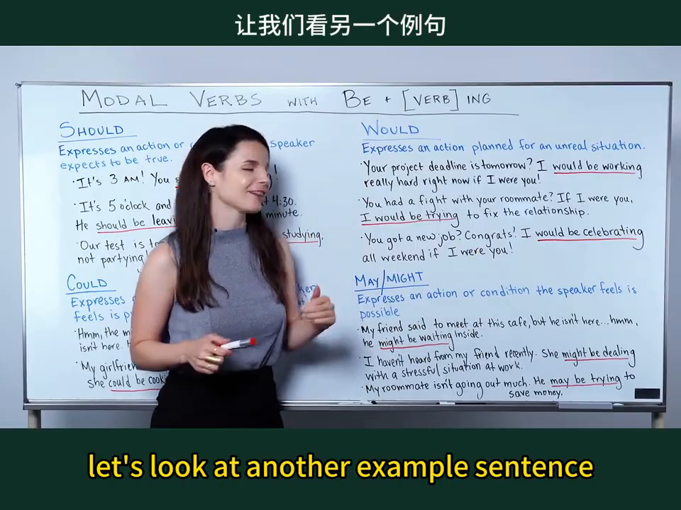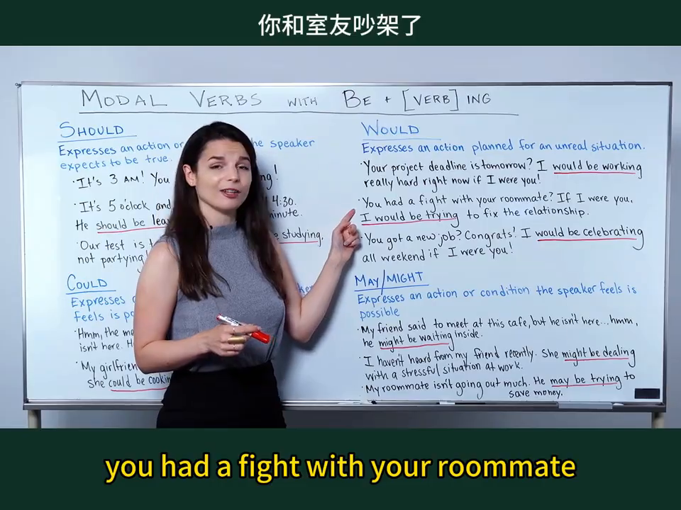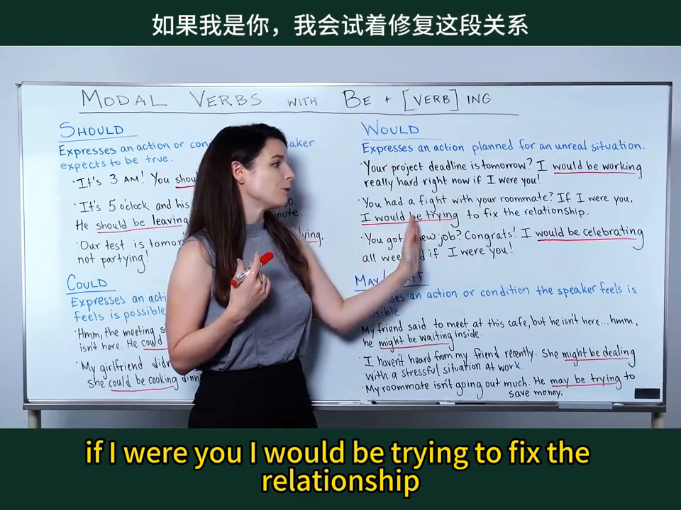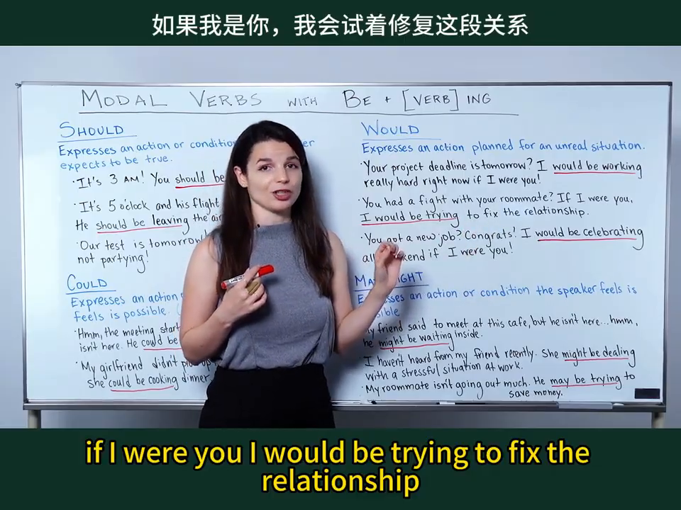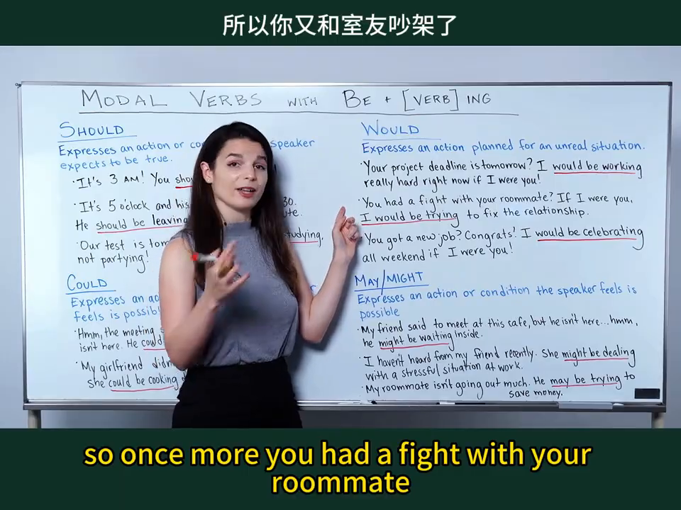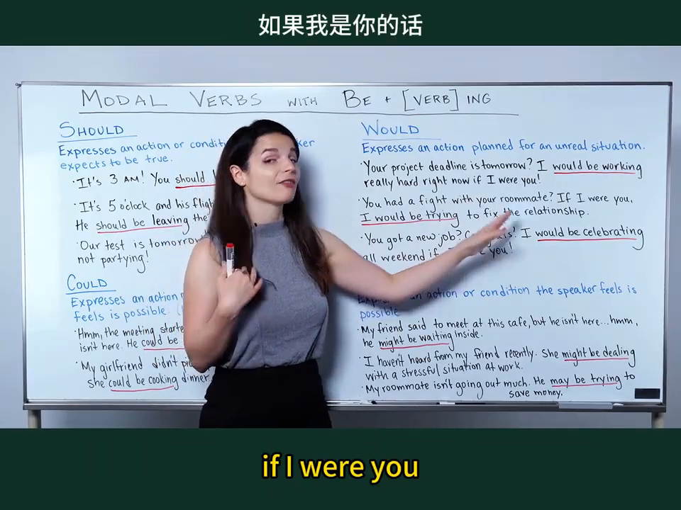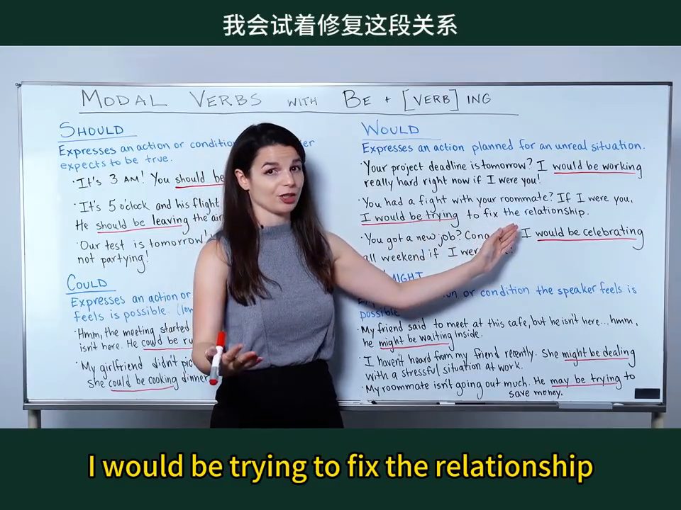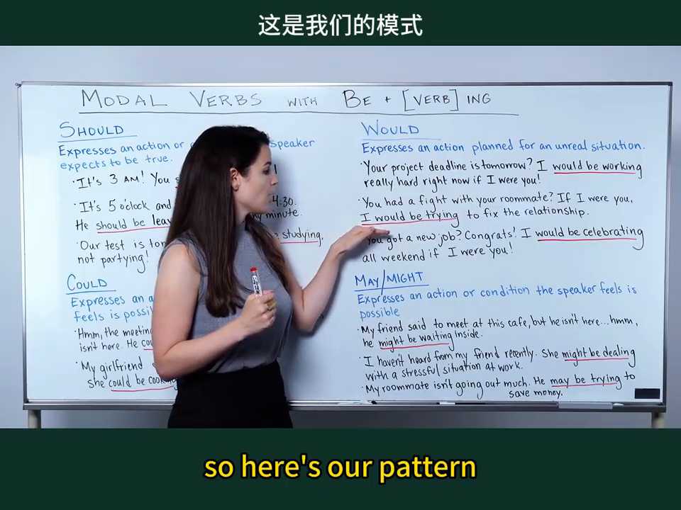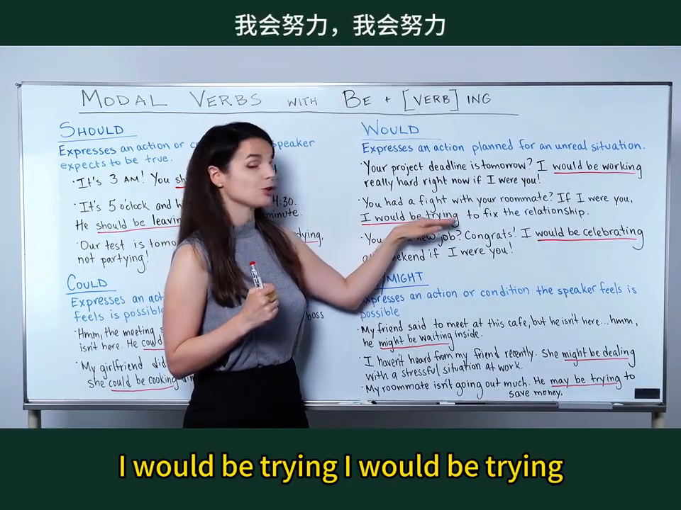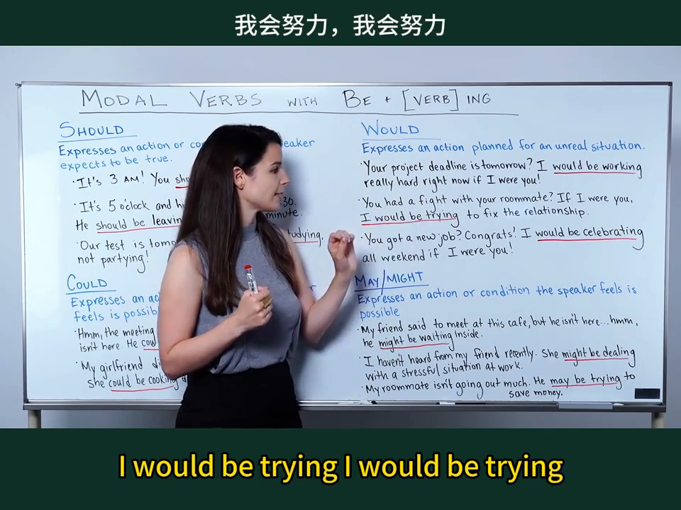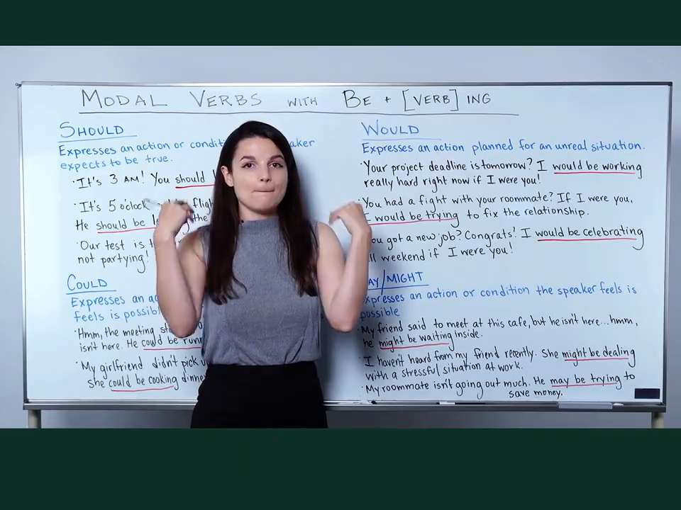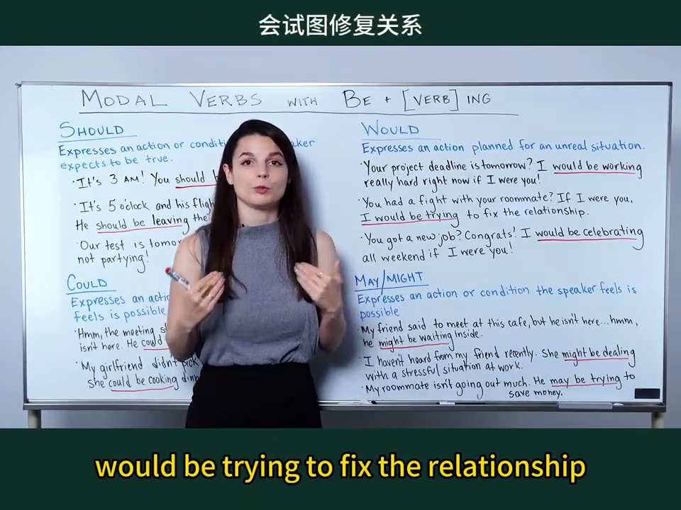Let's look at another example sentence. You had a fight with your roommate? If I were you, I would be trying to fix the relationship. So once more, you had a fight with your roommate? If I were you, I would be trying to fix the relationship. So here's our pattern. I would be trying.